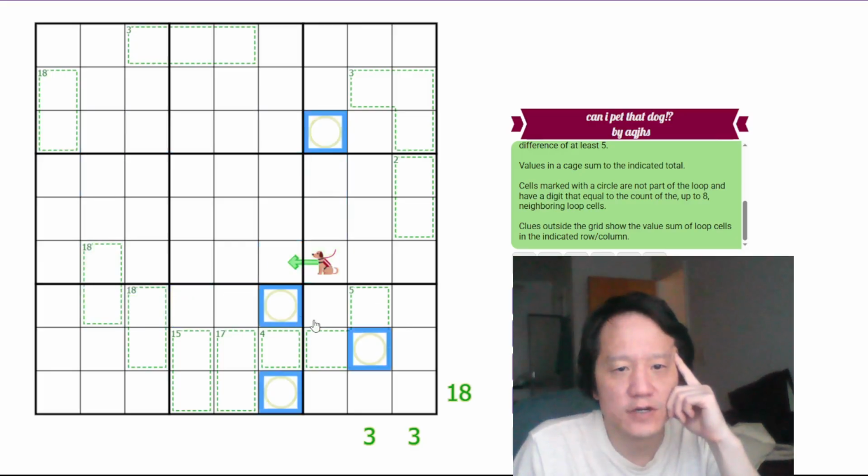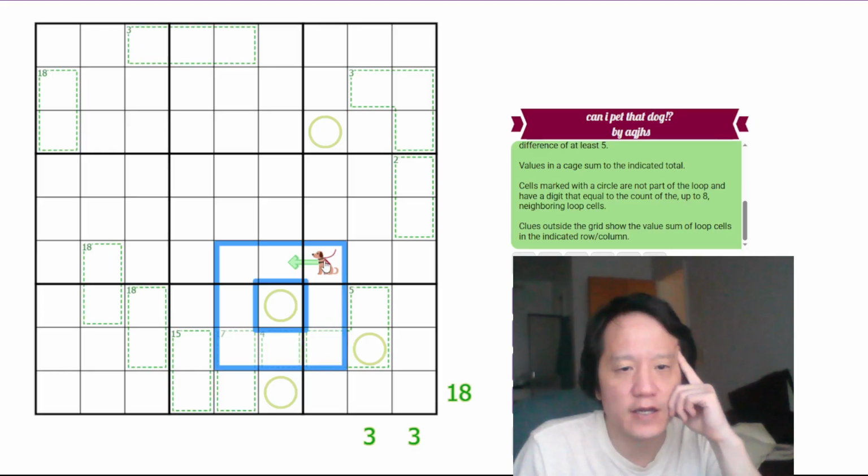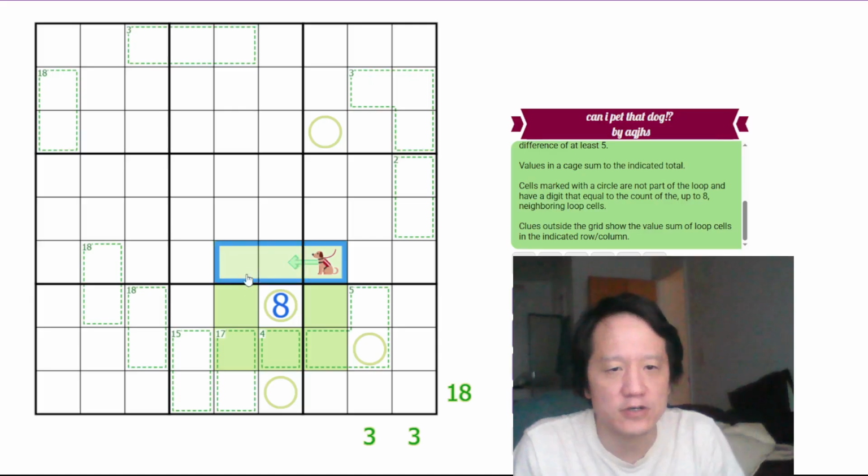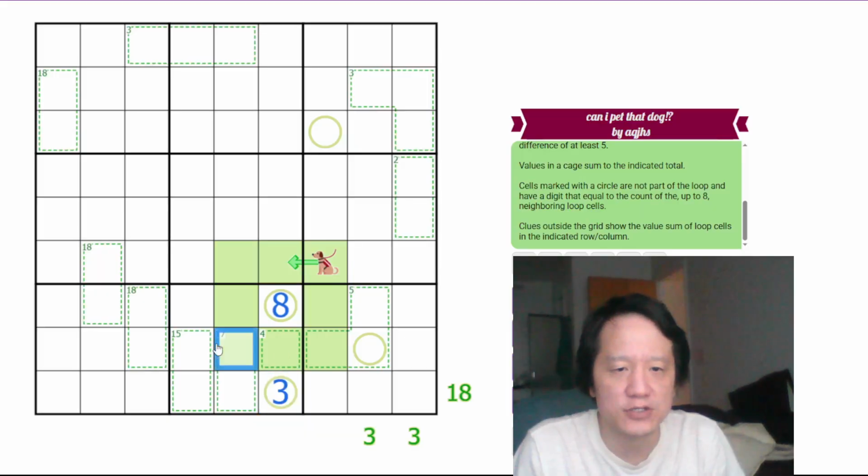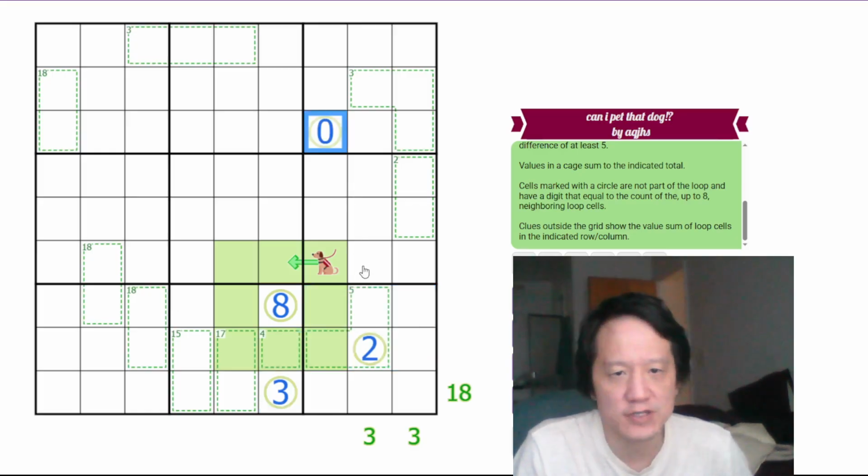But all of these cells are not on the loop, and they count the number of 8 surrounding cells that are on the loop, essentially. So technically, if the loop were like this, this would be 8 because all 8 cells around that cell are in the loop. This would be 3 because 3 cells surrounding it are in the loop. This would be 2 because 2 of the cells surrounding it are in the loop. And this would be 0, but obviously can't be 0 because that's not normal Sudoku.